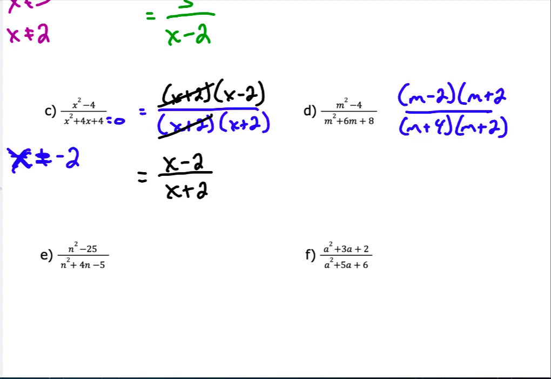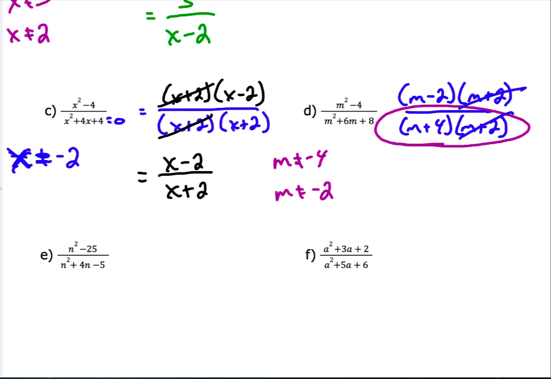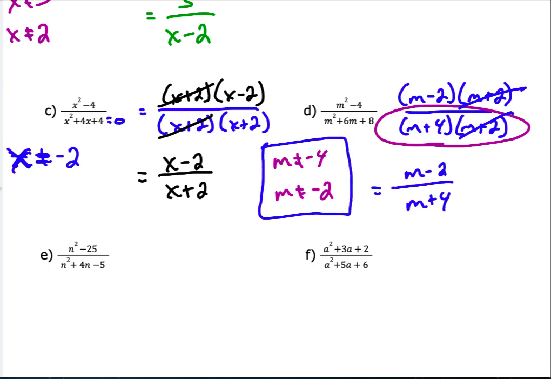Okay, so your excluded value, focus on the denominator. Well, I can't have negative 4, and I can't have negative 2. Okay? Now I can simplify between my numerator and denominator. I can get rid of that common factor, and I have m minus 2 over m plus 4. So I look for those excluded values first, and then I simplify the numerator and denominator using my factoring.